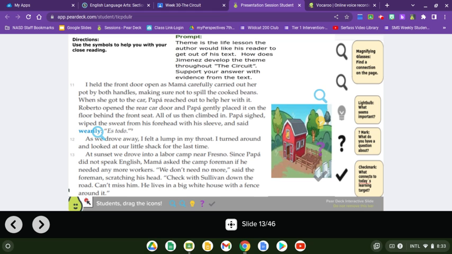At sunset, we drove into a labor camp near Fresno. Since Papa did not speak English, Mama asked the camp foreman if he needed any more workers. "We don't need no more," said the foreman, scratching his head. "Check with Sullivan down the road. Can't miss him. He lives in a big white house with a fence around it." Take a moment to annotate this page, please.